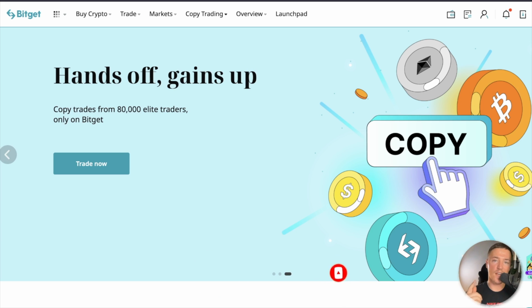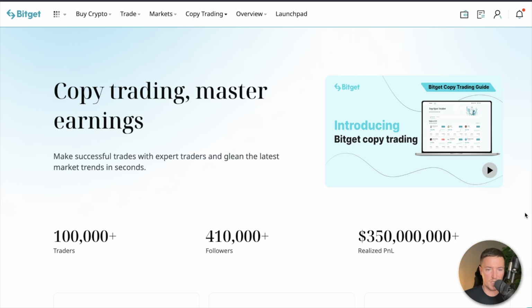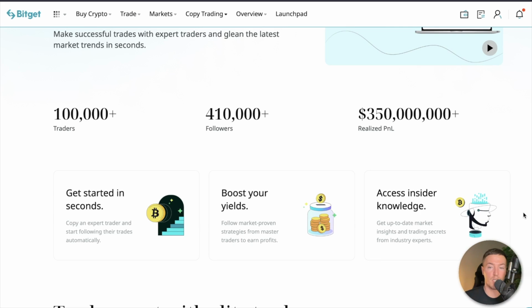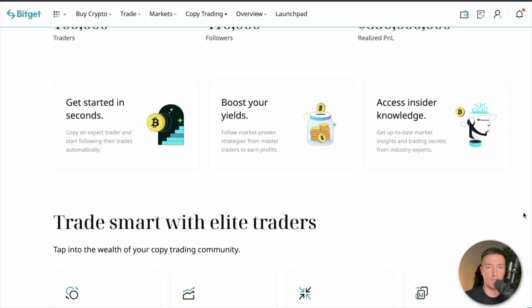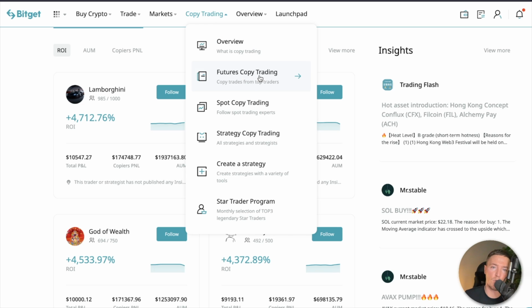So let's get straight in and let's get copying. First things first, we want to go over to bitget.com and click copy trading. As we can see here, there's over 100,000 traders, 400,000 followers, $350 million in realized profits. Get started in settings, boost your yields, access insider knowledge. Sounds good. So what I'm going to do is click futures copy trading.